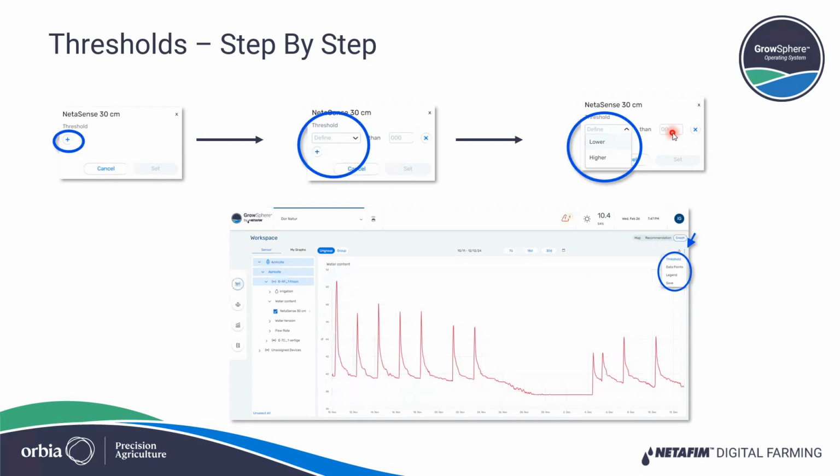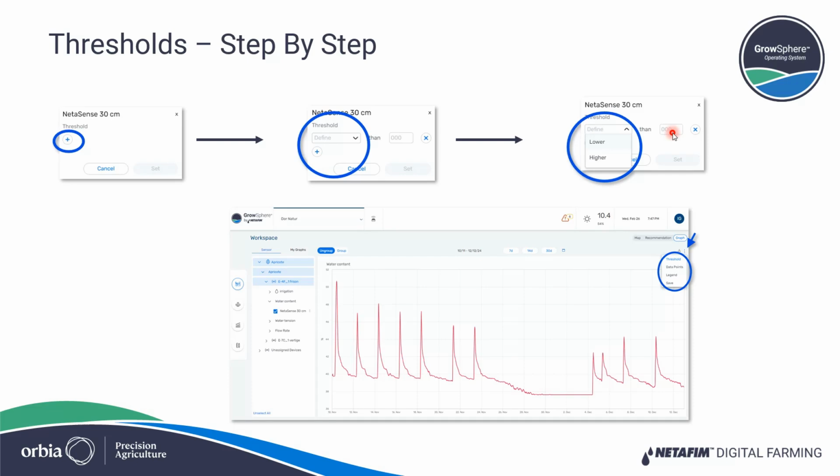By the way, you can have thresholds from different sensors. It means that if you wish to irrigate according to the upper sensor, you want to open the valve, and you want to close the valve according to the deeper sensor, you can create an upper threshold for one of the sensors, and then go to the second sensor and create the lower threshold.